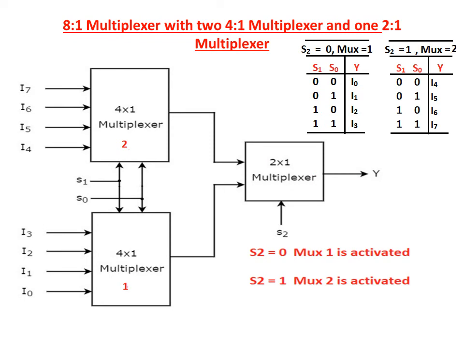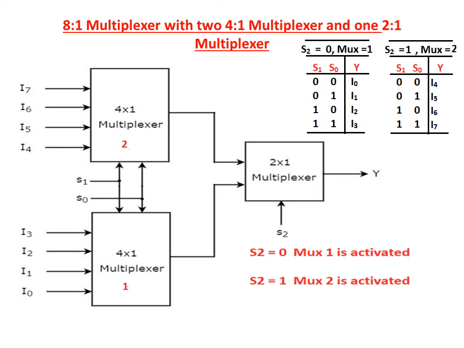So now here multiplexer 1 has the 4 inputs I0 to I3 and multiplexer 2 has the 4 inputs I4 to I7. Now the total inputs are 8. Now S2 is 0, so multiplexer 1 is activated. Now S0, S1 are the selection lines. For the 0 0 combination, I0 is selected. For 0 1, I1 is selected. For 1 0, I2 is selected. For 1 1, I3 is selected.